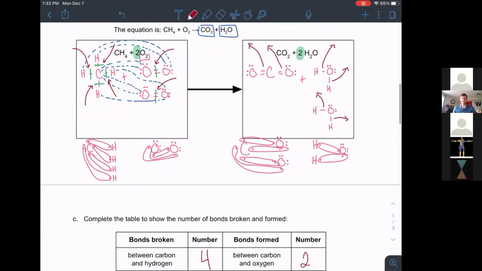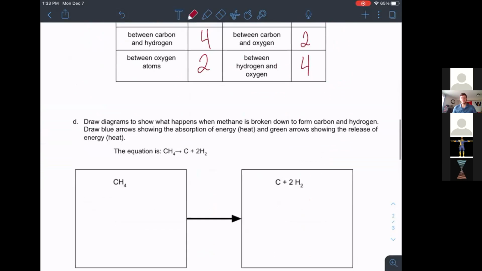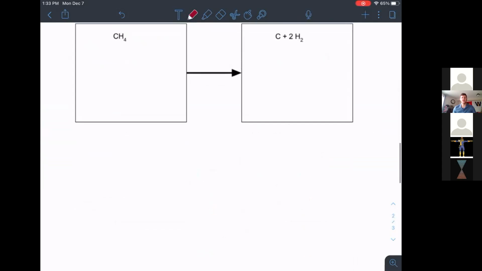Are there any questions on part B or C? All right, then you guys have part D to try on your own. Make sure you are drawing the molecule. You are drawing the breaking of the bonds. You are drawing the formation of new bonds, and you are drawing the energy absorbed and the energy released.